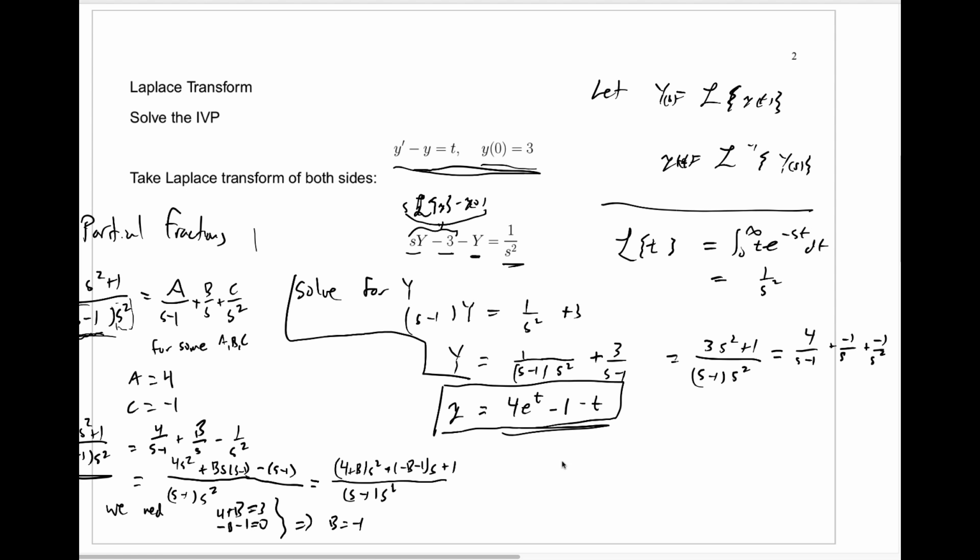We can check that. What is y prime? y prime is easily seen to be 4 e to the t plus 0 minus 1. And so y prime minus y, which is this minus this, is exactly t. That checks. What is y of 0? When you plug it in here, y of 0 is what we get, 4 e to the 0 minus 1 minus 0. That's 3. That checks. This is, in fact, the unique solution to this first-order linear differential equation, and we found it by using Laplace transforms and some fun with partial fractions.